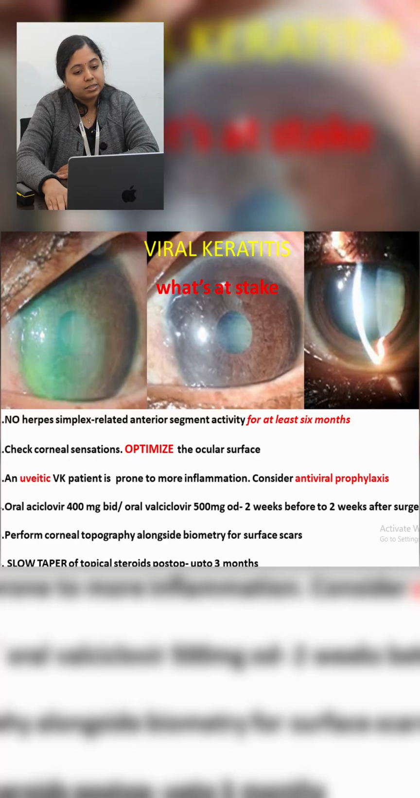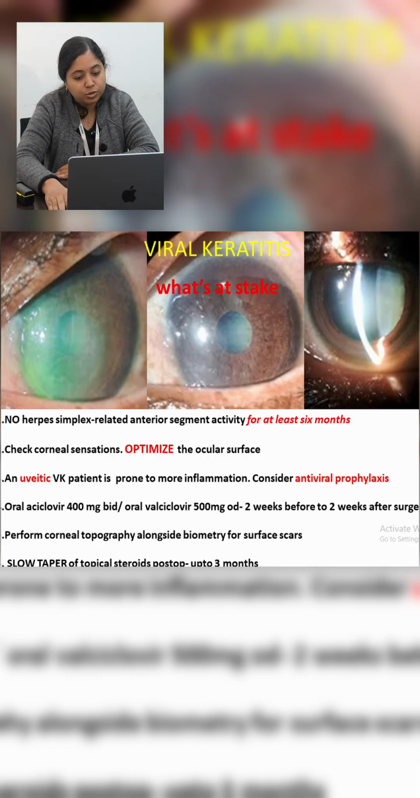So what to do in case of a viral keratitis? So what is at stake here? Make sure that there is no activity at least for 6 months before suggesting cataract surgery. Always check your corneal sensations. Try to optimize the surface for a good biometry. If there is a background uveitis, then consider antiviral prophylaxis 2 weeks before to 2 weeks after the surgery.